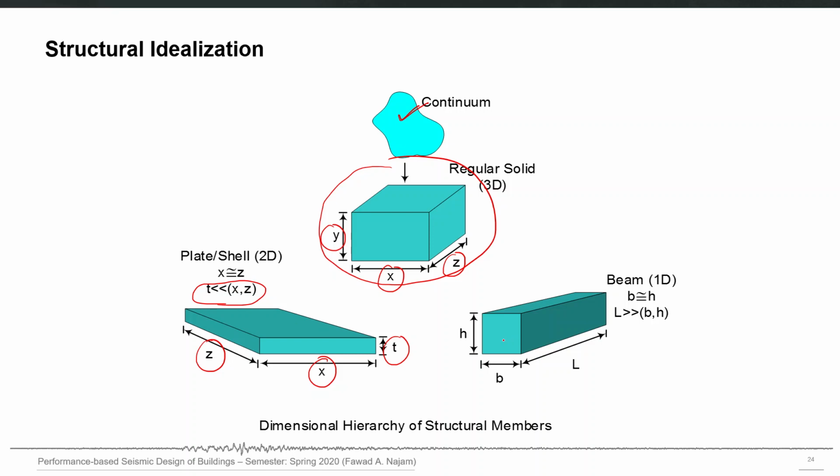In one-dimensional elements, we have one length or one dimension far more than the other two dimensions. So if we have h and b as the cross-sectional dimensions of an element, then the length should be far more than both h and b in order to be classified as a one-dimensional beam element or skeletal element.